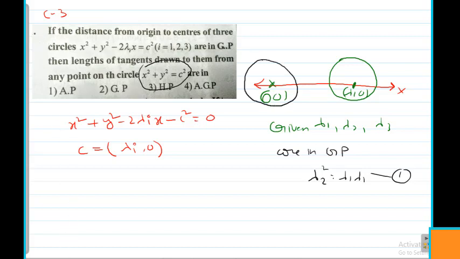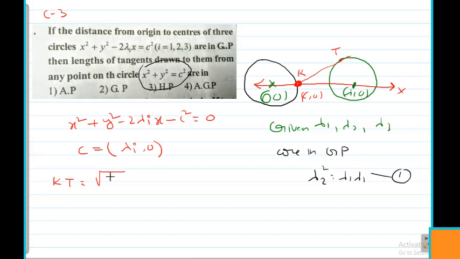So what is given? From any point on this circle, tangents are drawn to all three circles. Their lengths are in what? AP or GP or HP or AGP. We need to find. Any point you can take, no? I will take a convenient point. What is this convenient point? (c, 0). From (c, 0), a tangent is drawn to the first circle. So this is T, and this is K, some K. So KT is the length of the tangent segment drawn from (c, 0) to the first circle. So I want my KT value.